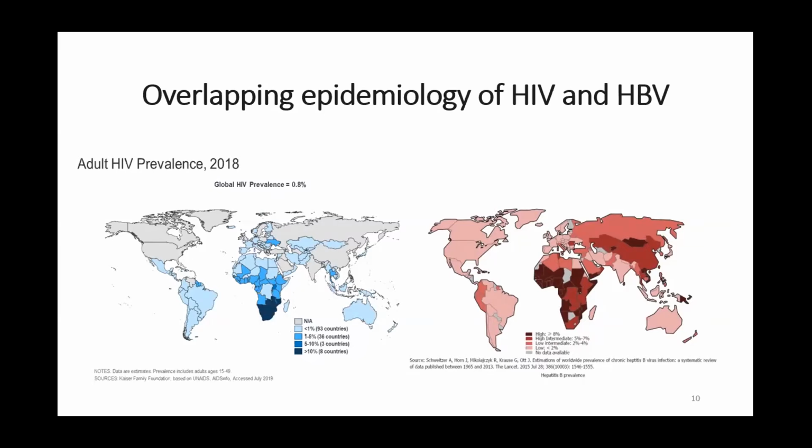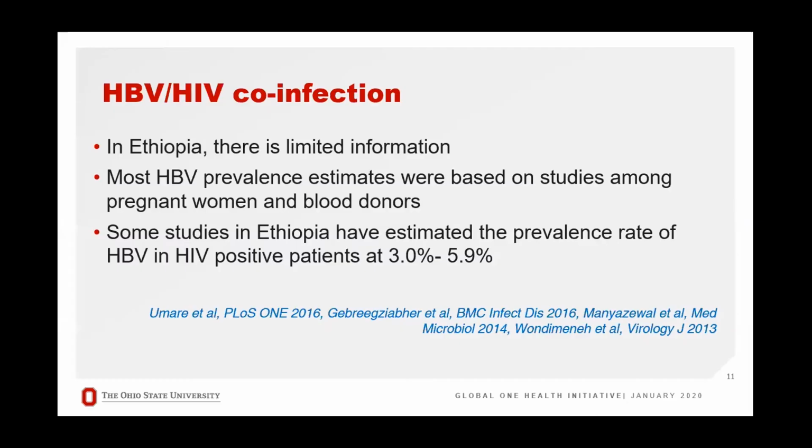When we see the overlapping epidemiology of HIV and Hepatitis B virus, as you can see from this figure, the distribution of HIV is high in developing countries, in the Africa region, South America region, and some Asian regions. And similarly, in the left map, you can see the distribution of Hepatitis B virus being higher in the Africa region and Asian region. Since these two viruses share the same transmission mode and risk factors, they do coexist in similar geographical areas.